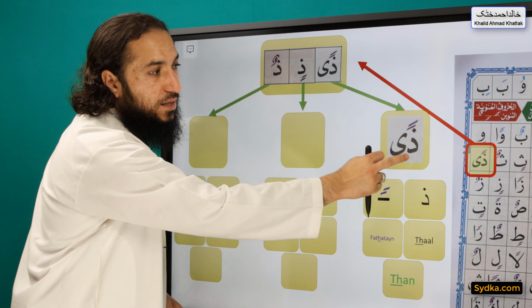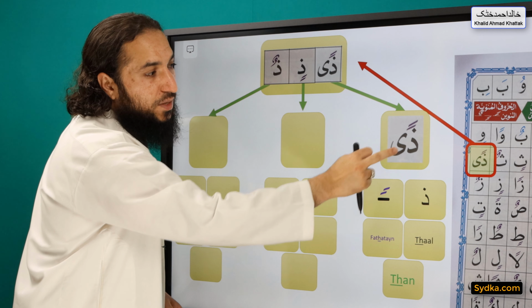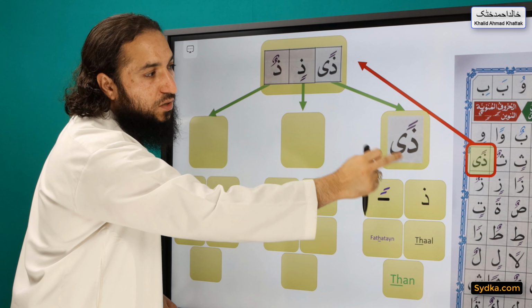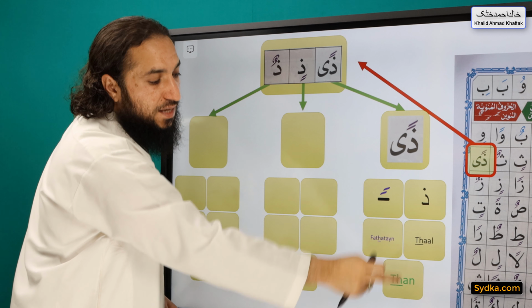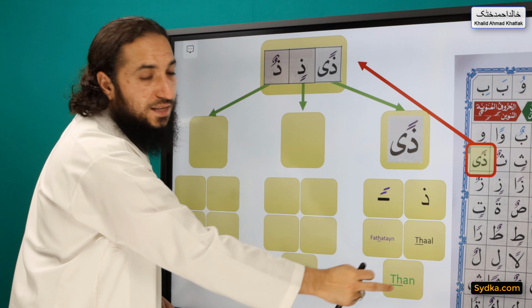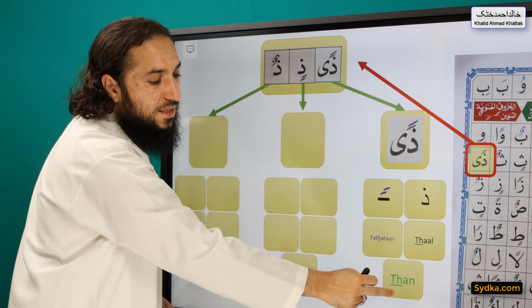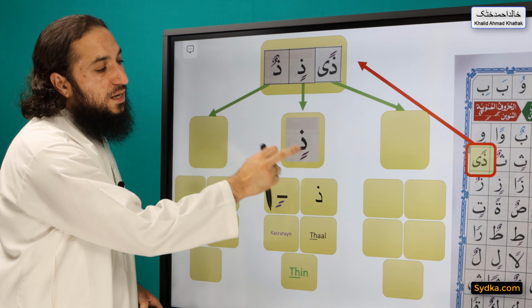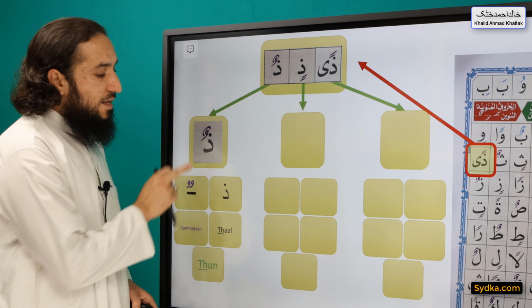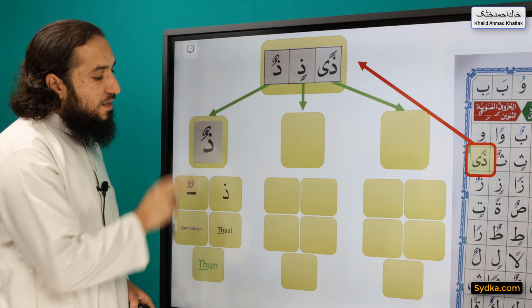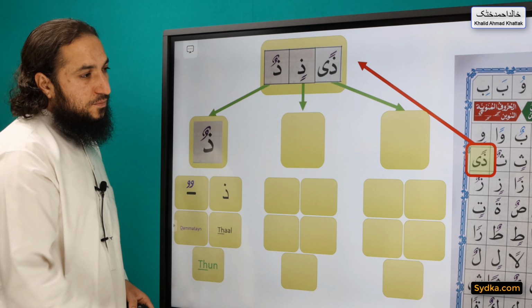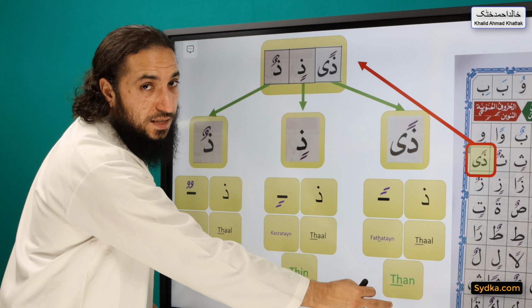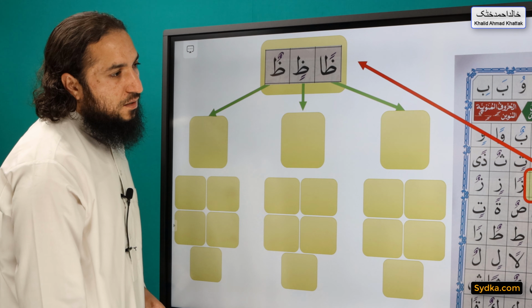The next one is dhal fathatain then. In this case instead of alif we use ya as alif maqsura, so this is silent again. Dhal fathatain then, dhal kasratain then, dhal dhammatain dhun. Then, dhin, dhun, then, dhin, dhun.